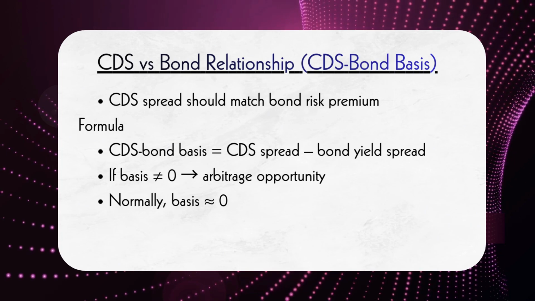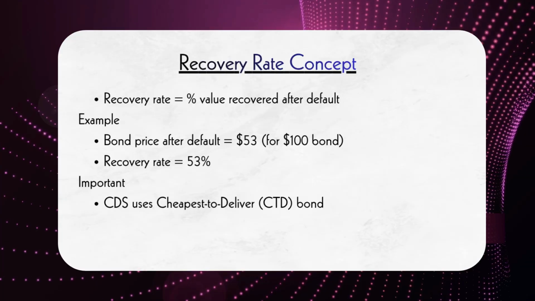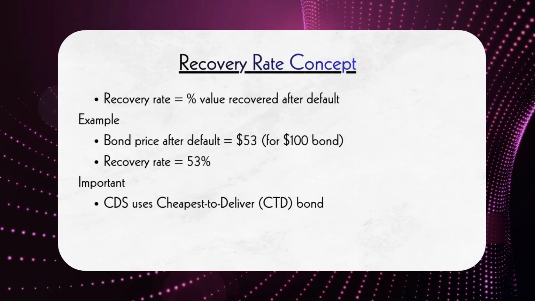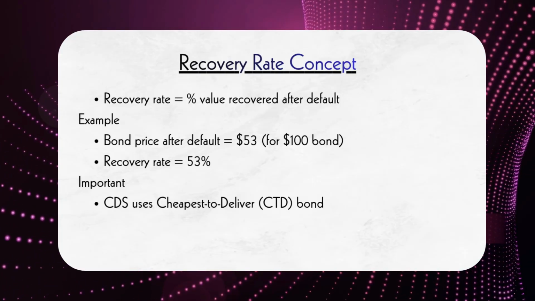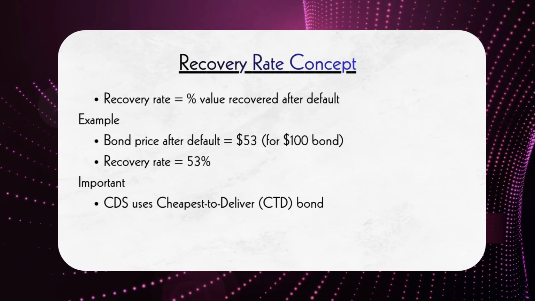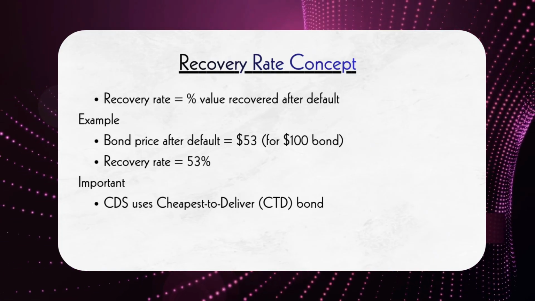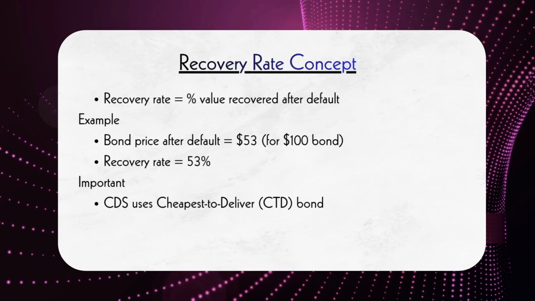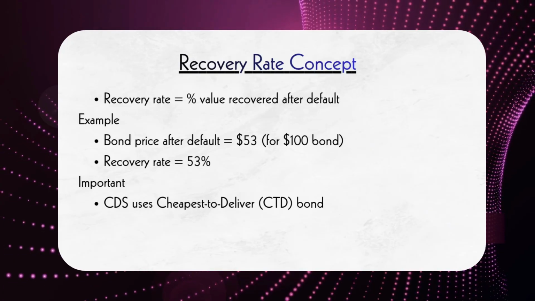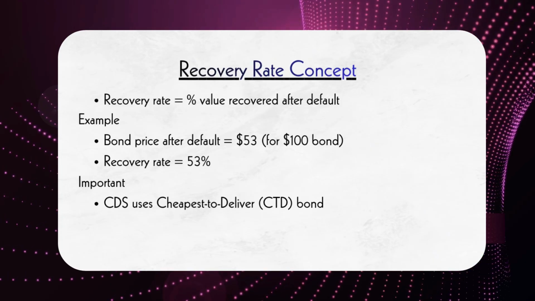to zero. Next comes a key concept called the recovery rate. This is the percentage of the bond's value that can be recovered after default. For example, if a bond with face value 100 trades at 53 after default, the recovery rate is 53%. In CDS contracts, the protection buyer delivers the cheapest eligible bond, known as the cheapest-to-deliver bond, and the recovery rate is based on its market price.